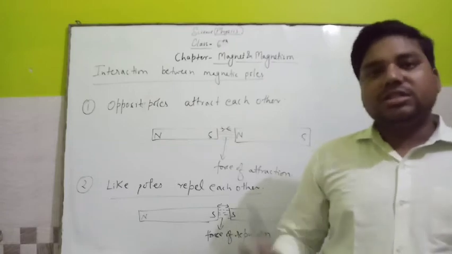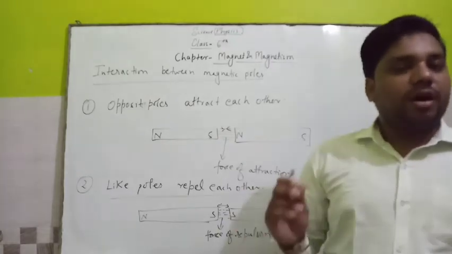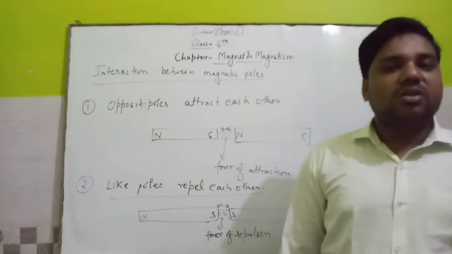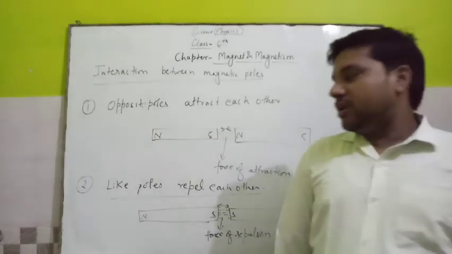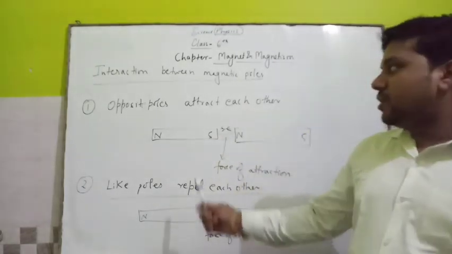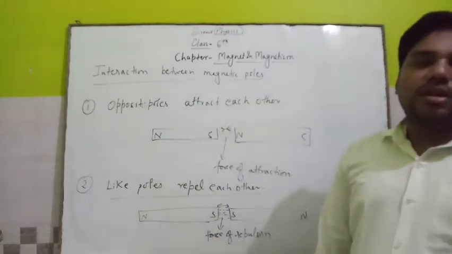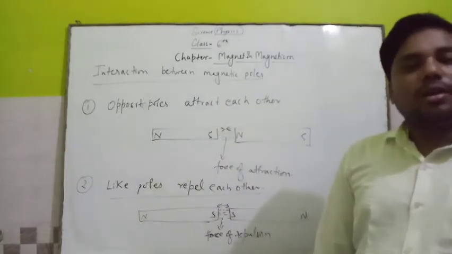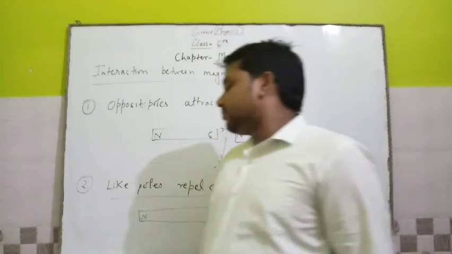Clear? This is the property of a magnet, and this property is also known as interaction. Interaction means attraction or repulsion. Clear? Okay.